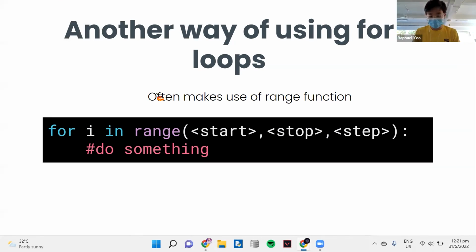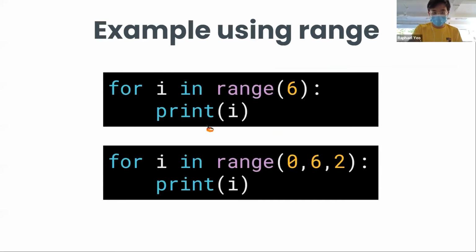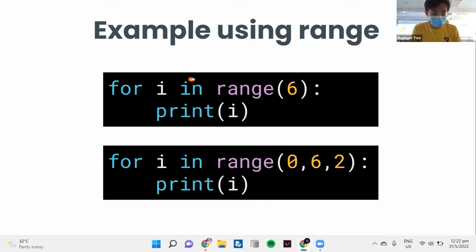Let me show you another example, which is here. Can you guess what will print if we have for i in range 6 over here, the top one? We'll do the top one first. Can you guess in the chat what will print for i? Let me show you.